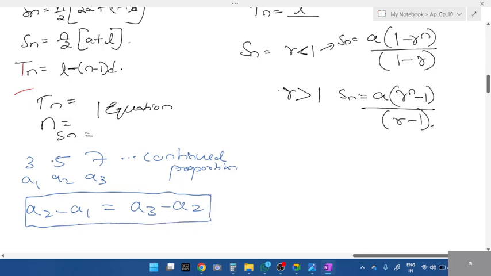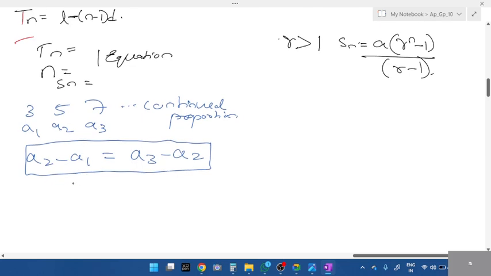And if no numbers are given, like 3, 5, 7, and instead of 3, 5, 7 they just tell the first three numbers, then when no numbers are given, you take the first number as A minus D. Yesterday we did this question. First number A minus D, second number A, third number A plus D.